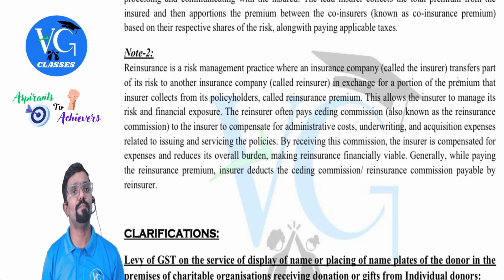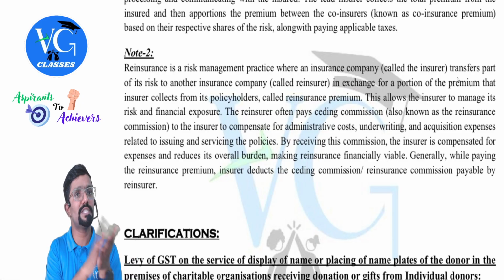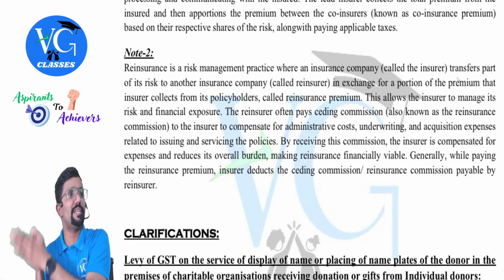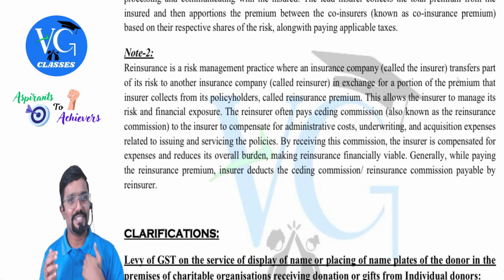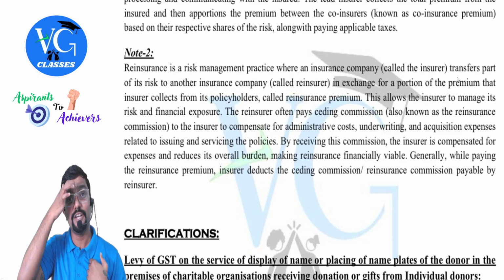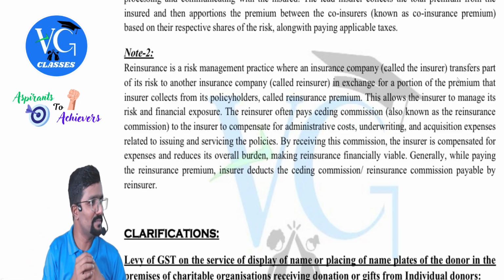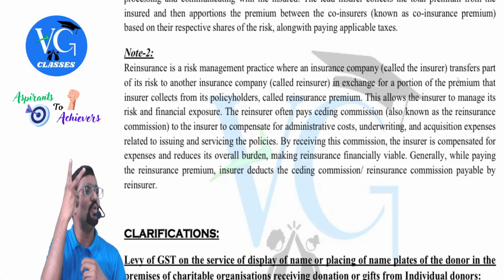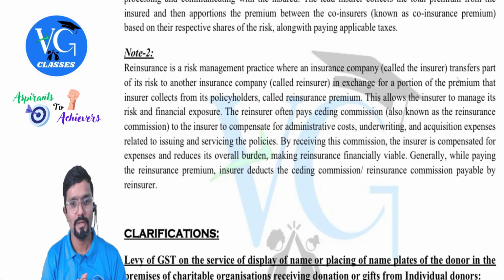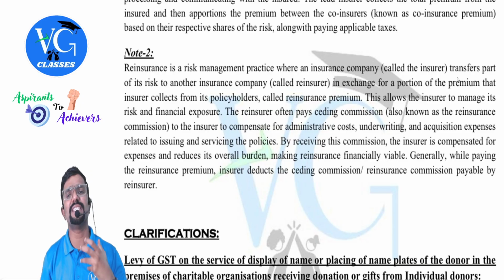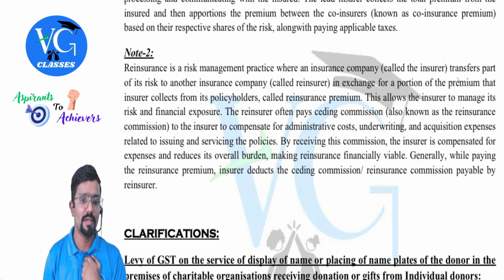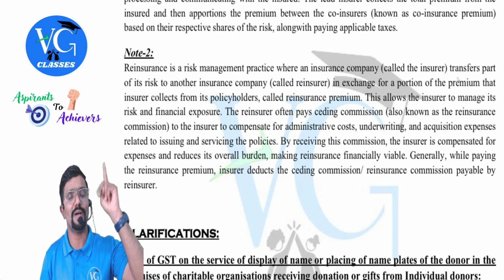and servicing the policy. Now, even though the risk is shifted from Safety Insurance to SBI, Safety Insurance is the one who got the client initially, right? They should also get something. So how much are they getting? 2 lakh. What do we call it as? Ceding commission. Okay. Or we also call it as reinsurance commission. Ceding commission or reinsurance commission is one and the same, guys. In my example, it was 2 lakh.